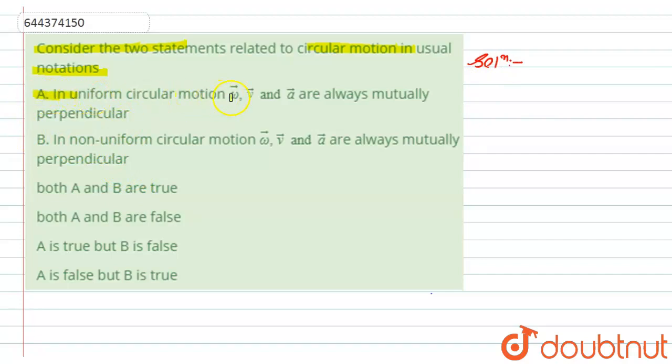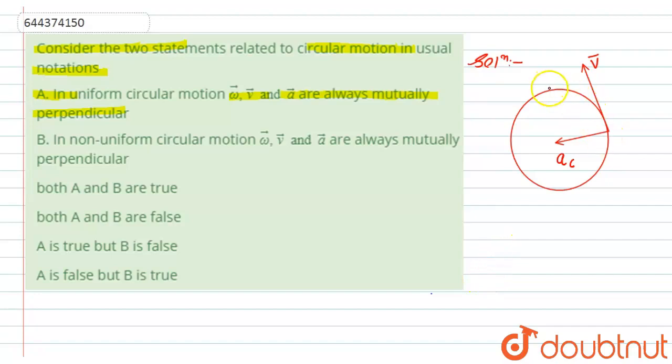In uniform circular motion, omega, velocity v and the acceleration are always perpendicular. Okay, so for this let us assume an example, that is, let a particle be doing a uniform circular motion with velocity of v, which will be tangential to this circular motion. Right, now in uniform circular motion there will be only one acceleration which will be toward the center of circular motion, and that can be denoted as centripetal acceleration, a_c.